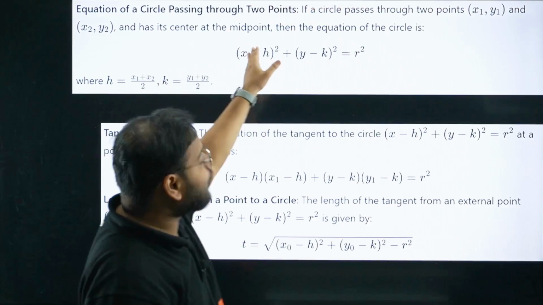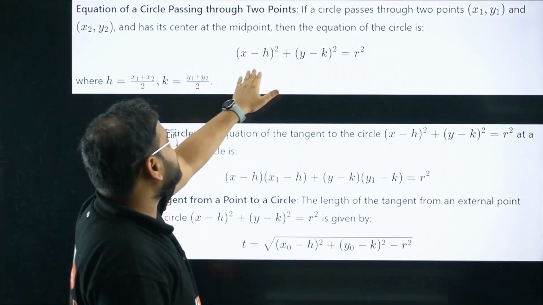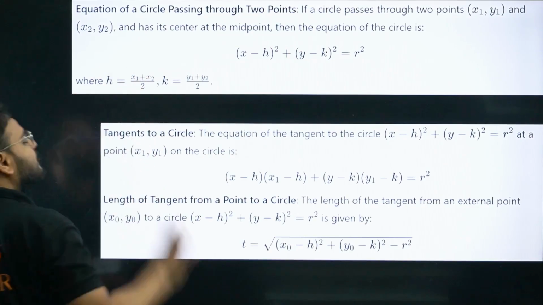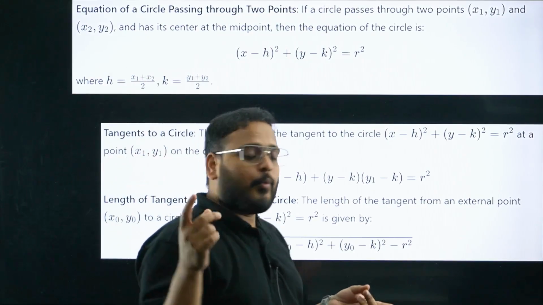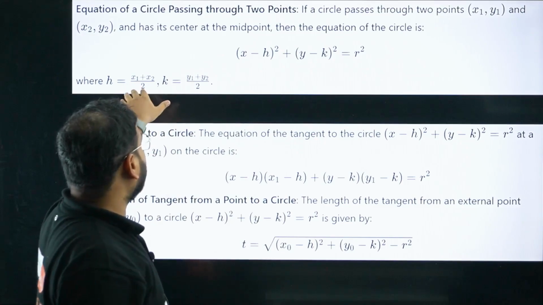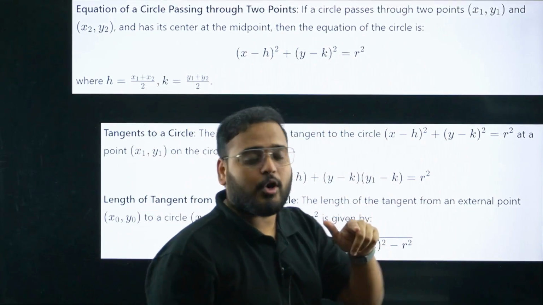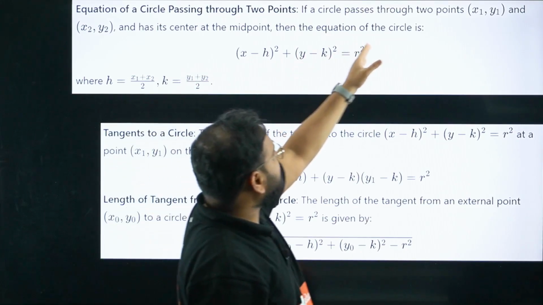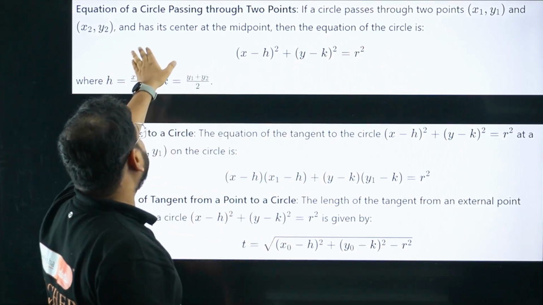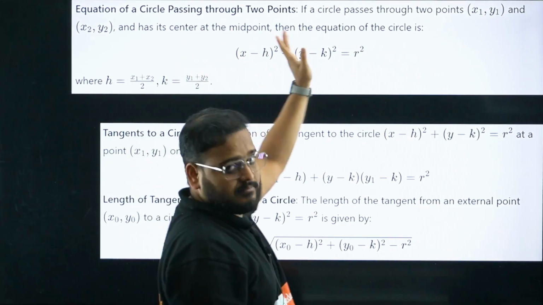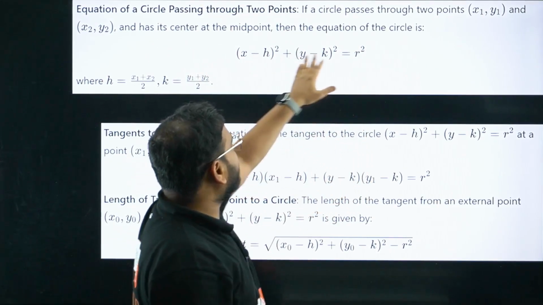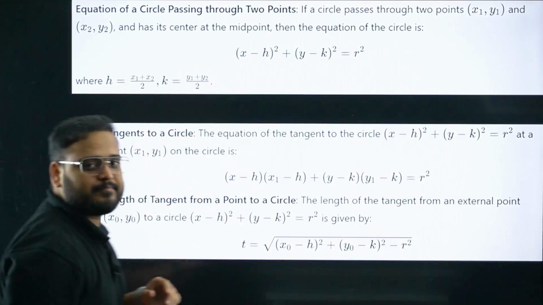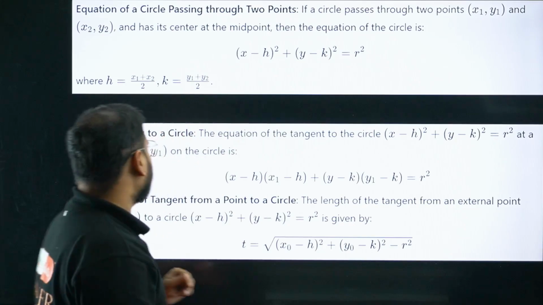Equation of a circle passing through 2 points is given here. This is the standard formula, no? What are you going to do? Find h using (x1 plus x2) by 2. Why are we doing that, sir? Think about it. If two ends are given, it can be a diameter. The midpoint formula can also be used over here. That's why, k is (y1 plus y2) by 2. If a circle passes through 2 points (x1, y1) and (x2, y2) and has its center at the midpoint, basically the diameter concept, then the equation of the circle is given by this, where h and k are found using these two midpoint formulas. Clear, right?